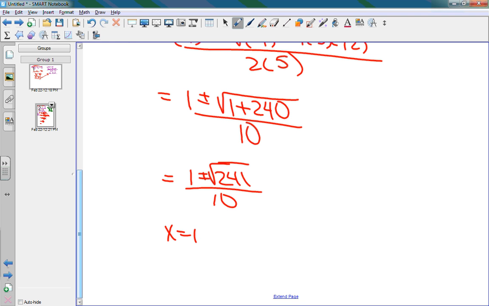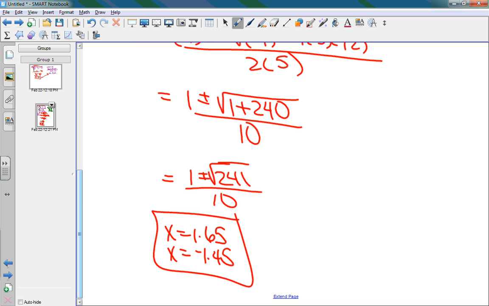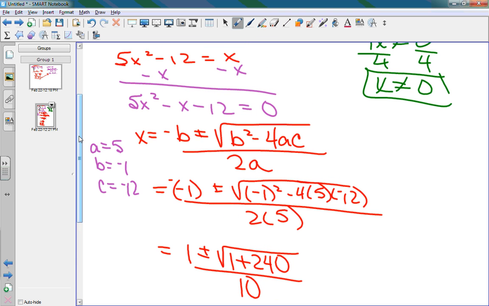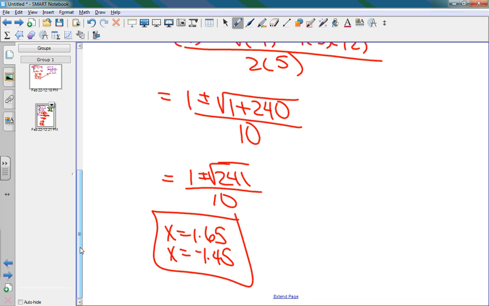So, x is equal to 1.65 and x is equal to negative 1.45. Those are your two answers. Now, here's the question I have for you. Are those answers legal? How do I know? I need to go back up and check my restrictions. Here are my restrictions. It said that x could be any answer as long as it was not the value 0. Were those answers 0? No. So therefore, these are correct answers.